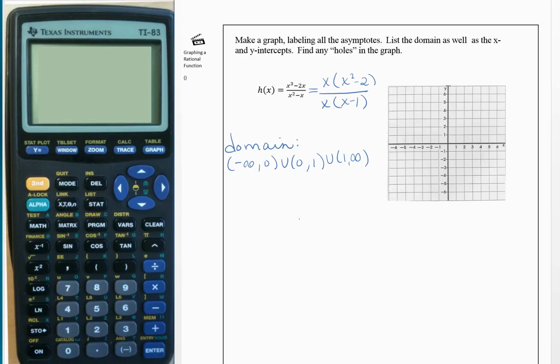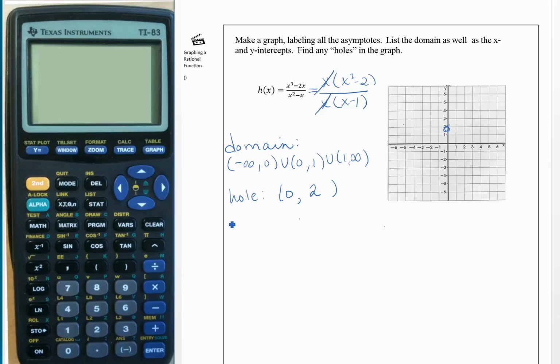Now, when things cancel out, like our x's here, we're going to have a hole. So we're going to have a hole at 0, comma, whatever we get in our reduced function. Here's our reduced function, x squared minus 2 over x minus 1. If we plug 0 in there, we would get negative 2 over negative 1, the negatives would cancel out, and we would have 2. So we have a hole at (0, 2). That would also serve as our y-intercept, but we can't have one there. So we technically don't have a y-intercept, we just have a hole instead.